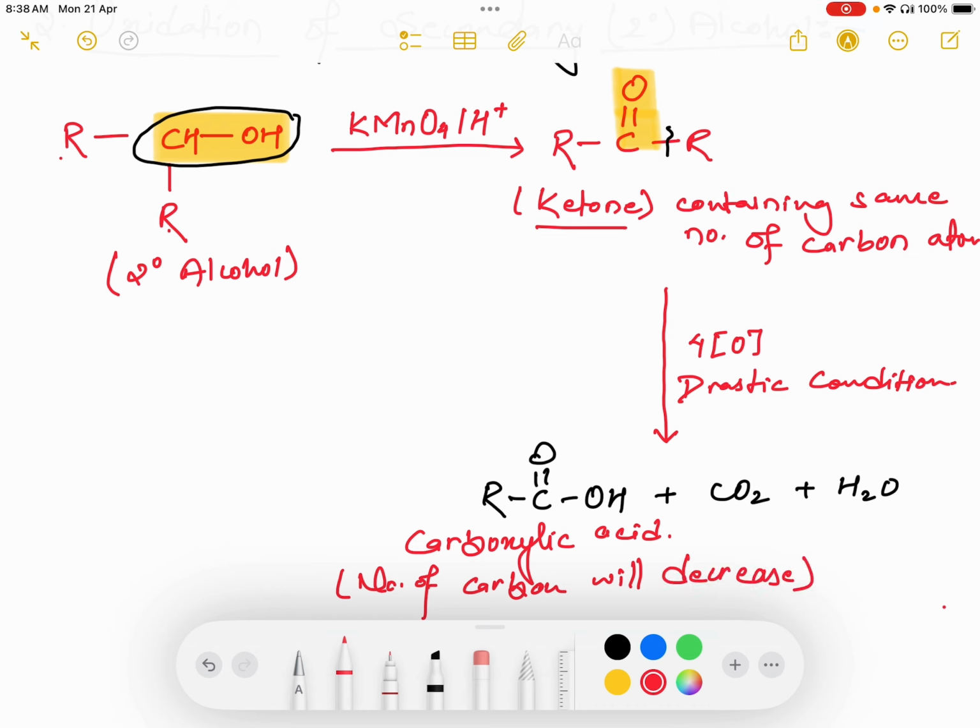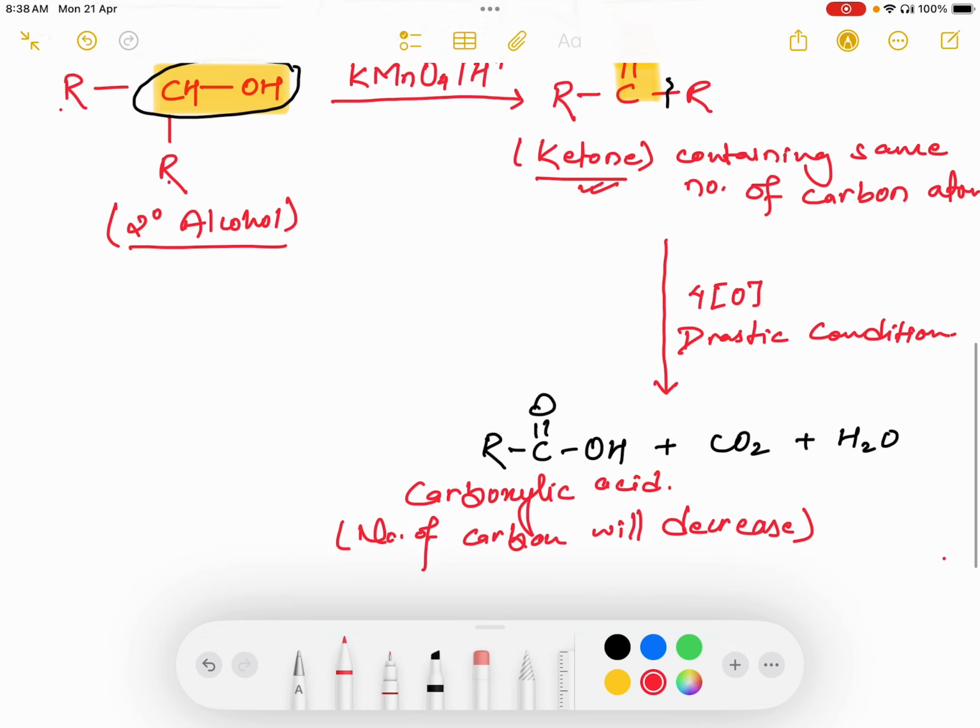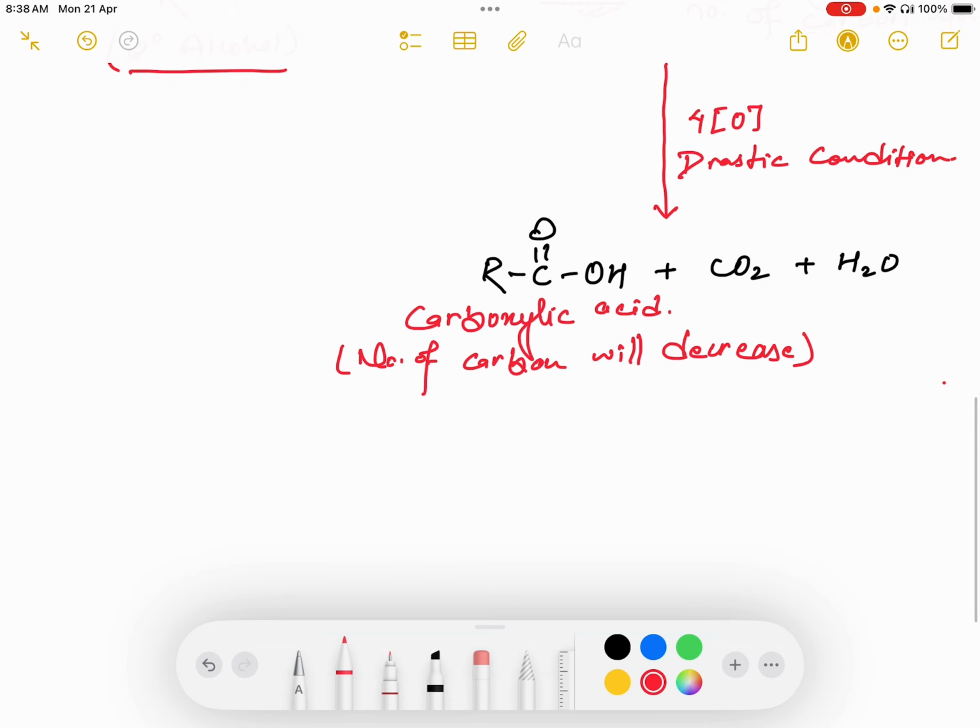Okay. Means whatever is the number of carbon in alcohol will remain the same. If it is propanol, it will be propanone. The number of carbon will remain the same in ketone. But when it comes to carboxylic acid, it might turn to ethanoic acid. Means the carbon count will decrease. And it will not directly convert. You'll have to treat it under drastic condition.